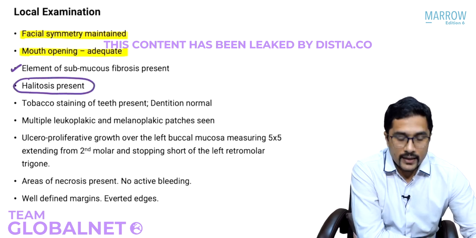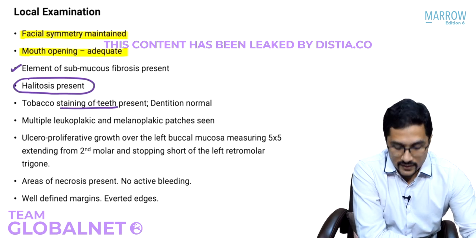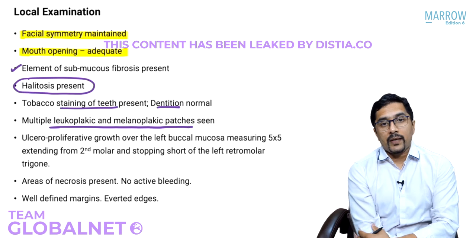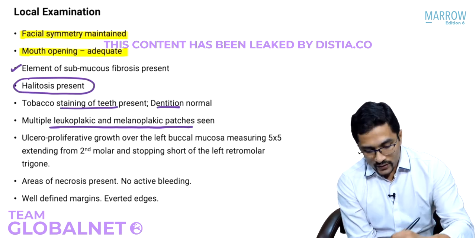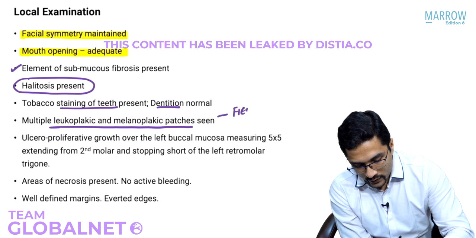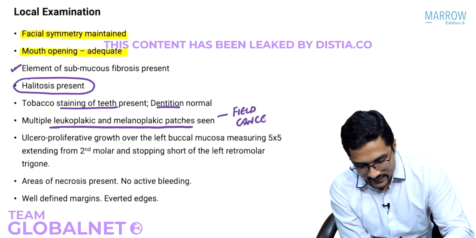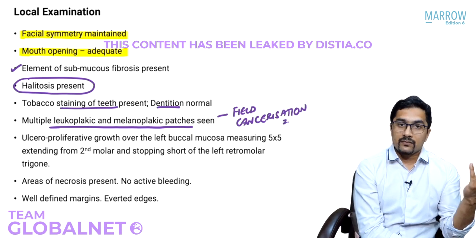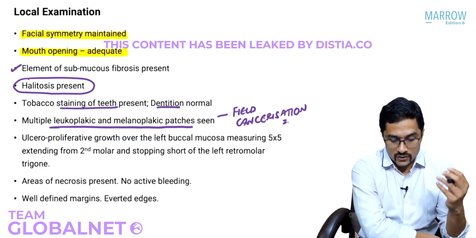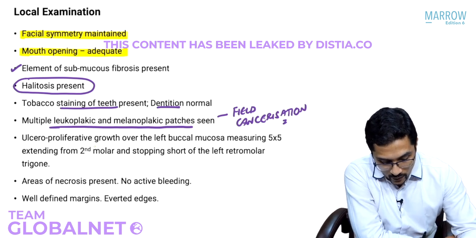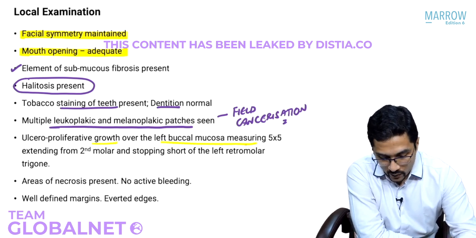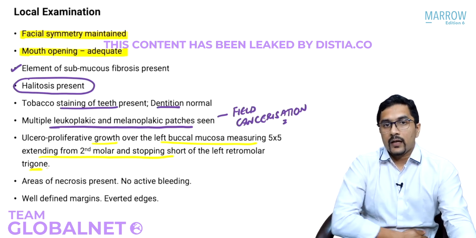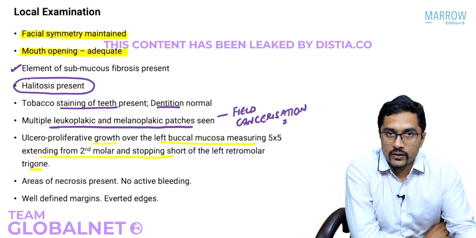Halitosis, foul odor is there. Tobacco staining of teeth is present. Dentition is normal. There are multiple leukoplakic and melanoplakic patches. You know these are pre-malignant, and I've told you in the module about field cancerization. That means multiple cancers can arise later on in the oral cavity in the same patient. You have an ulceroproliferative growth over the left buccal mucosa measuring 5 into 5 centimeters, extending from the second molar and stopping just short of the retromolar trigone.